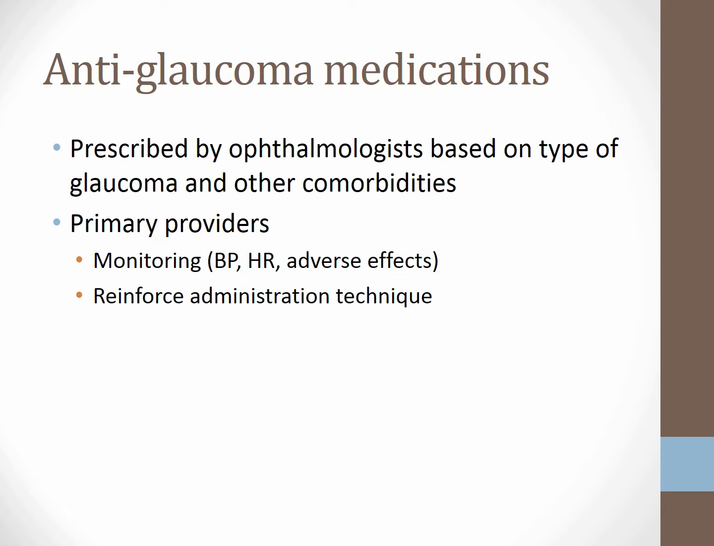There is some systemic absorption that may occur when using classes such as the beta blockers. So you can monitor blood pressure and heart rate. However, in most patients the systemic absorption will be so small that they will mostly have non-detectable levels of drugs in their systemic circulation. Another thing that primary care providers can do is reinforce administration technique of their glaucoma medications to make sure that they're getting the full effectiveness of the medication.